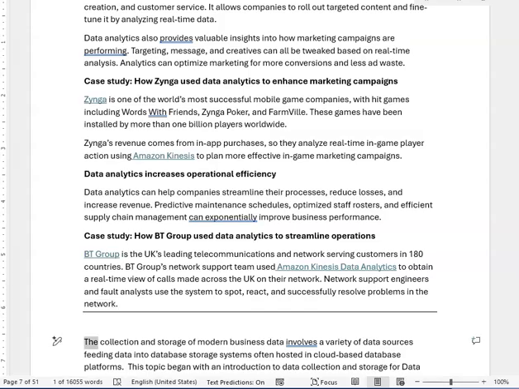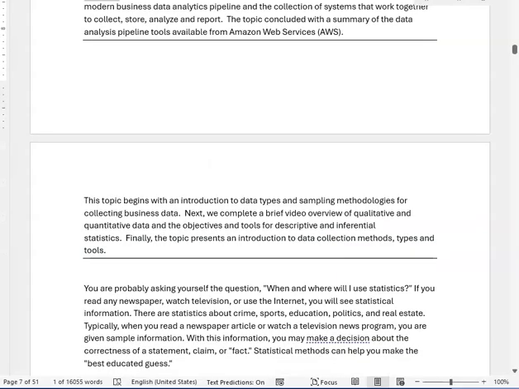The collection and storage of modern business data involves a variety of data sources feeding data into database storage systems often hosted in cloud-based database platforms. This topic began with an introduction to data collection and storage for data analytics using the Google Cloud Platform, GCP. Next, we looked at an overview of the modern business data analytics pipeline and the collection of systems that work together to collect, store, analyze, and report. The topic concluded with a summary of the data analysis pipeline tools available from Amazon Web Services, AWS.